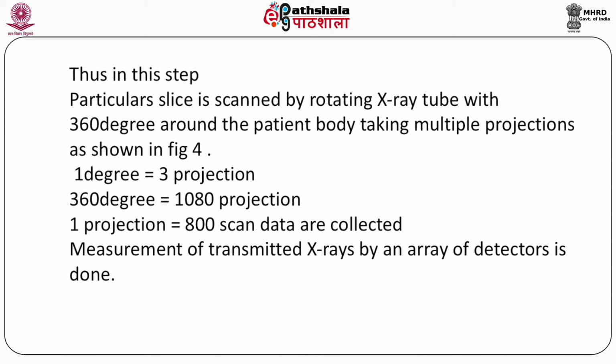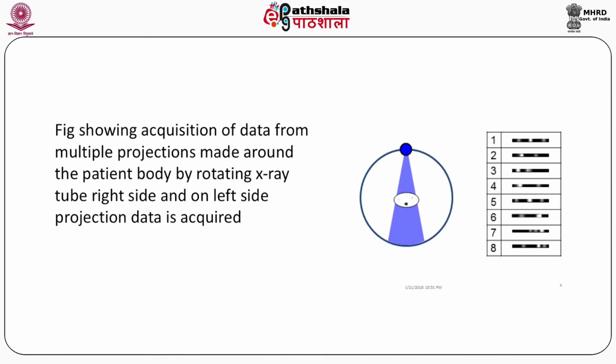For 1 degree, for example, it takes about 3 projections, so for 360° about 1080 projections are taken, and in one projection there are 800 scanned data or 800 rays collected. So measurement of transmitted X-rays by an array of detectors is done using the equation, as I told you: the logarithm of the ratio of transmitted and incident radiation gives me the value of the total linear attenuation coefficient.